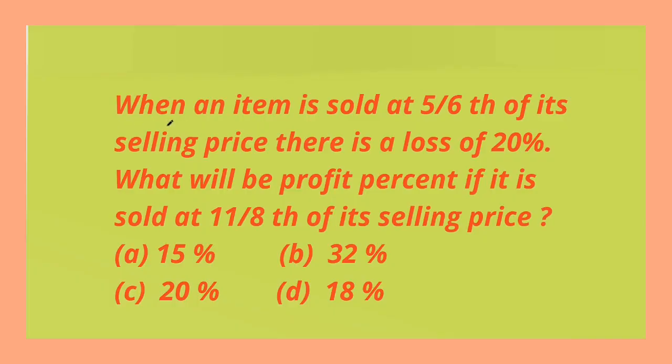Our question is, when an item is sold at 5/6 of its selling price, there is a loss of 20%. What will be the profit percent if it is sold at 11/8 or 11 over 8 of its selling price? The given options are option A 15%, option B 32%, option C 20%, option D 18%.